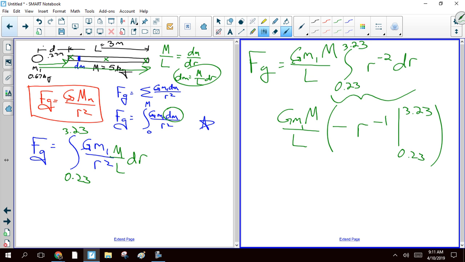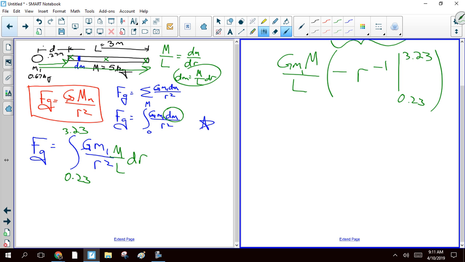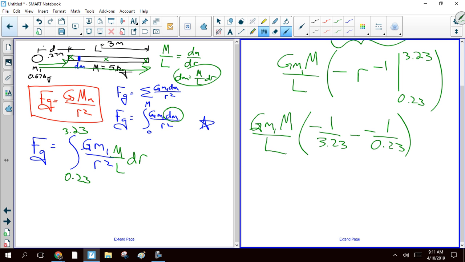So you end up getting g m1 times m over L times, let's see, r to the negative 1 is just 1 over it, right? And you always want to do top number minus bottom number, right? So it's negative 1 over 3.23 minus negative 1 over 0.23. And then plug in your numbers and solve it.